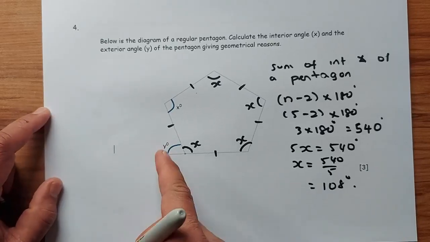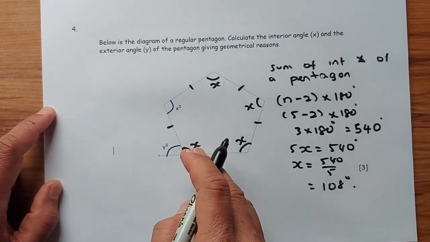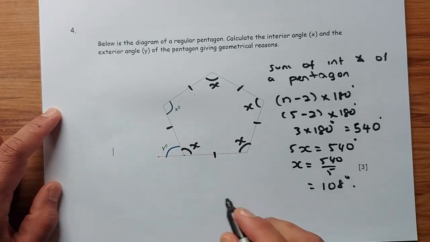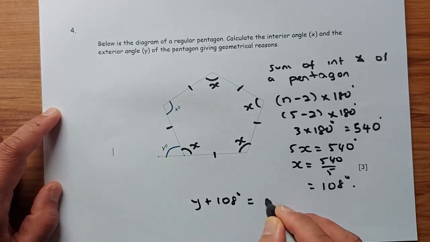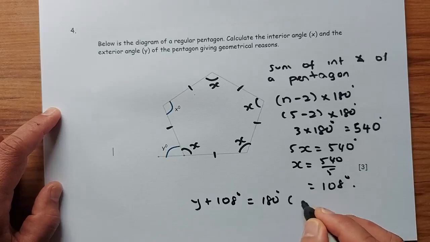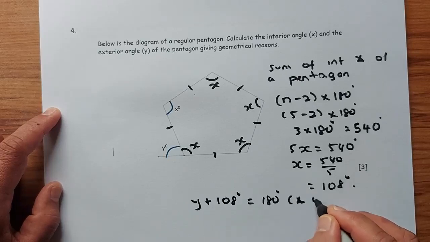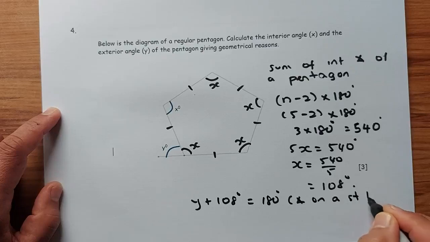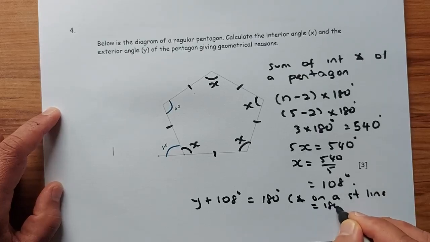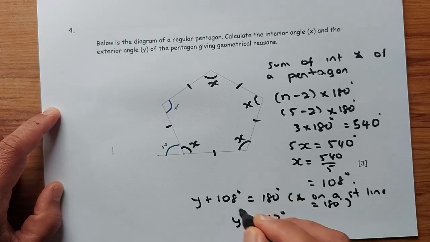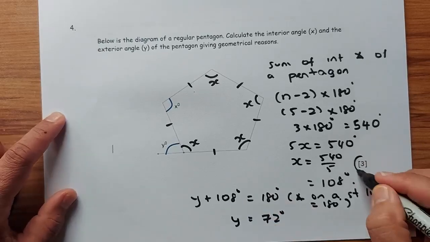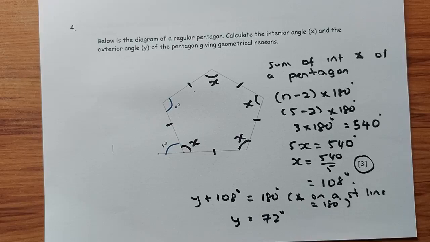So to find your y, the exterior angle is the same. So x is 108, so this angle is on a straight line. So y plus 108 degrees is going to be 180. The reason is angle on a straight line, they add up to 180. So y is simply 72 degrees because 180 minus 108, and that will give you 3 marks in the exam.